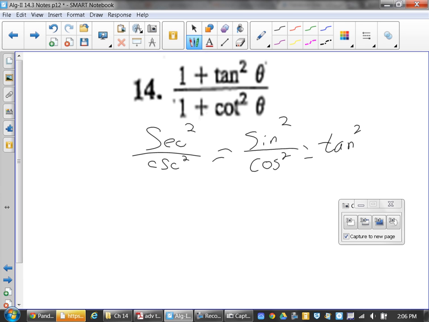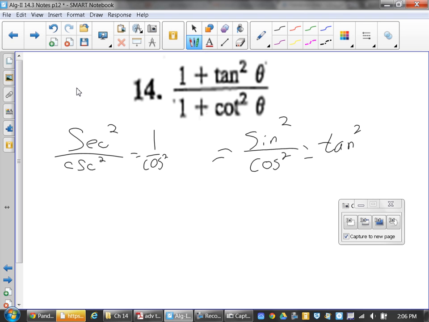Wait, so you just left? Yes, sir. What I did here is, remember, I'm rewriting this in terms of sines and cosines. Secant is 1 over cosine. When cosecant is in the denominator, it's the same as sine squared in the numerator.